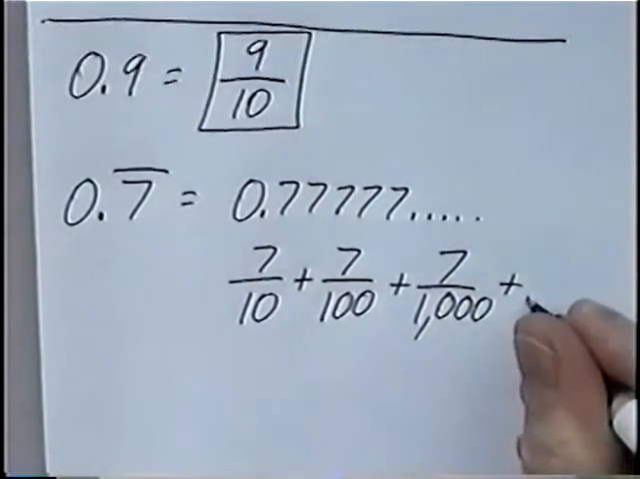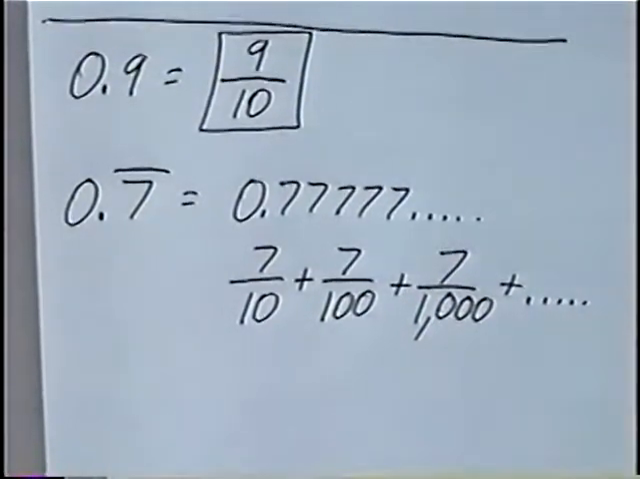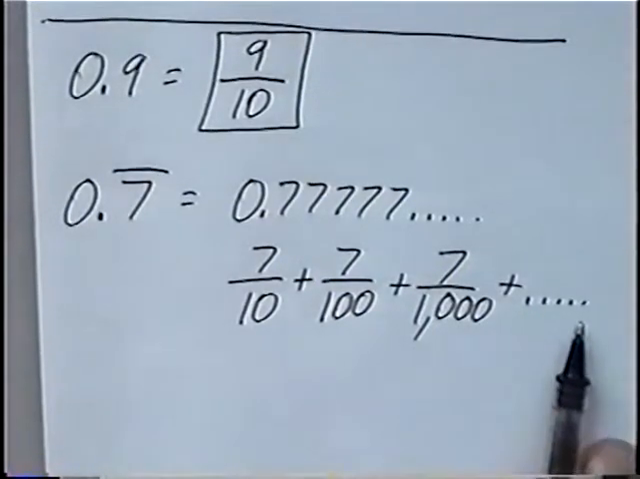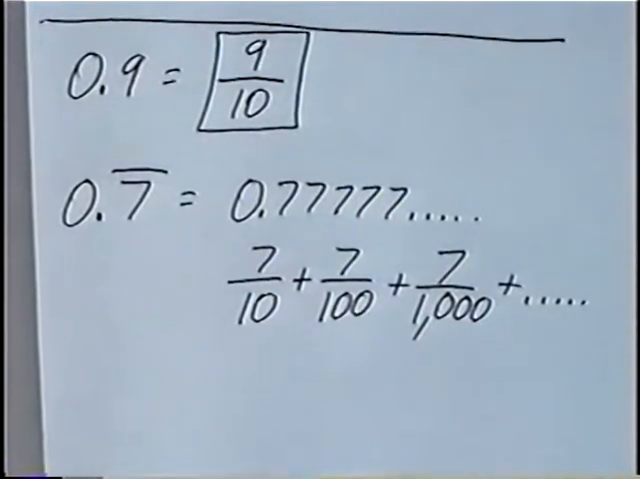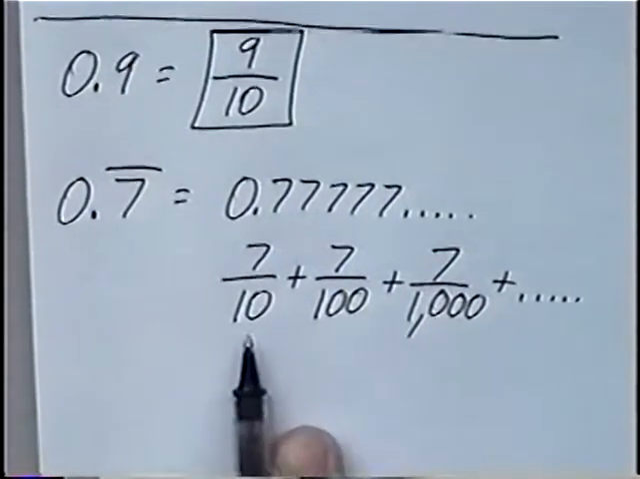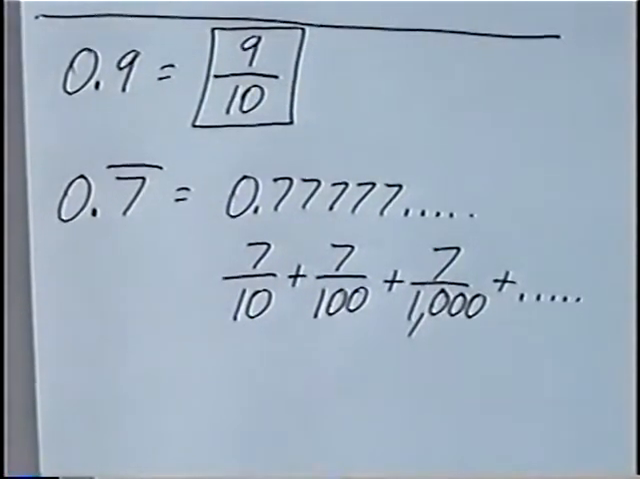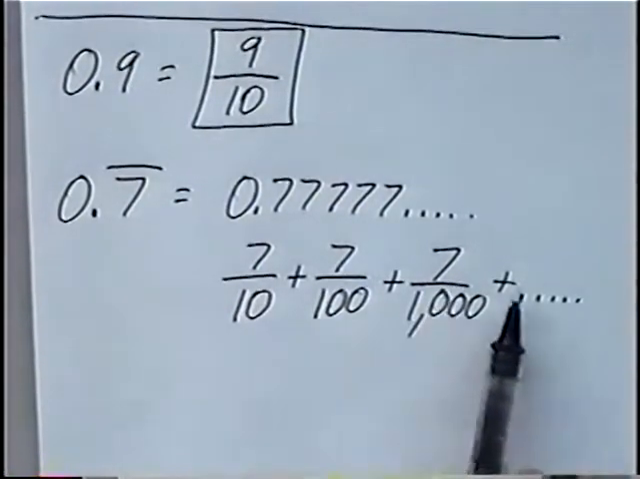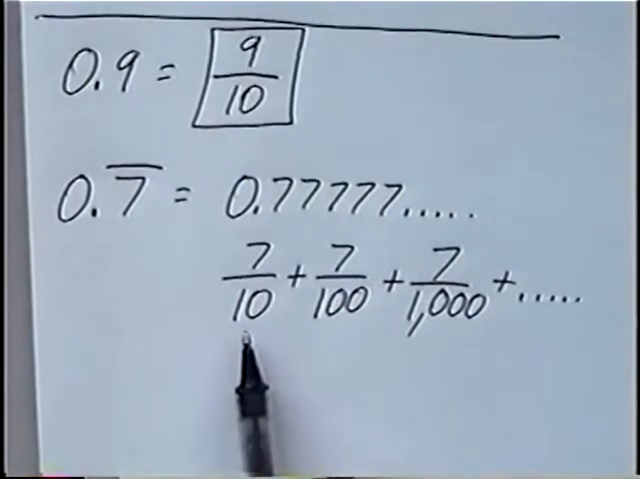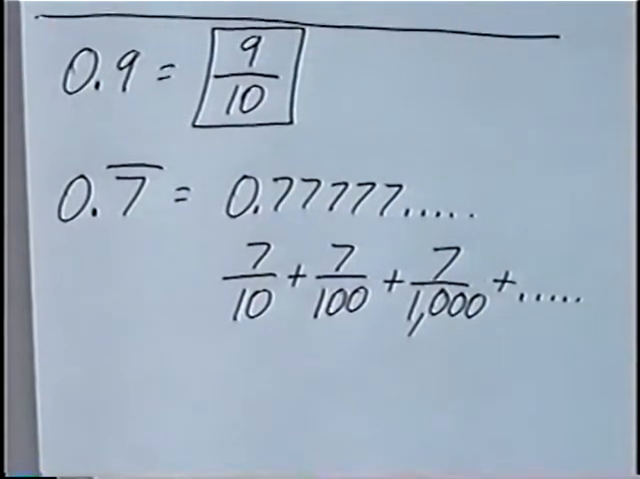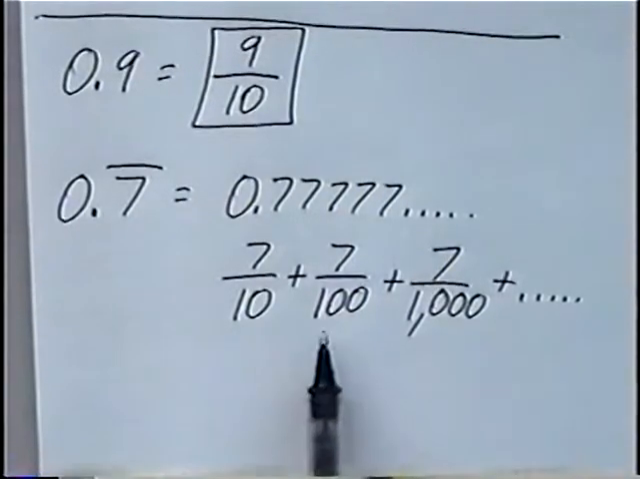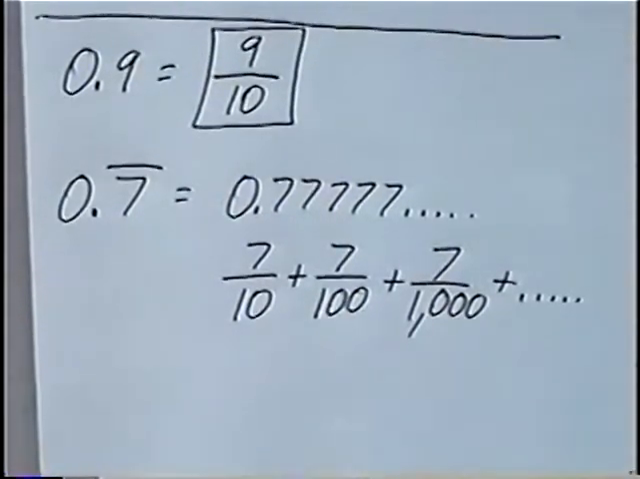Put a plus sign and then... This would continue on as we'll have 7 over 10,000, 7 over 100,000, so on and so forth. Looking at these fractions, they represent a geometric sequence. Looking at the top numbers, the 7 stays the same for every fraction, and the denominator goes from 10, 100 to 1,000. Each denominator is being multiplied by 10.